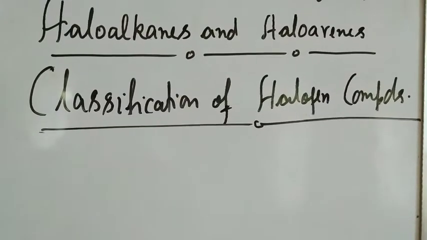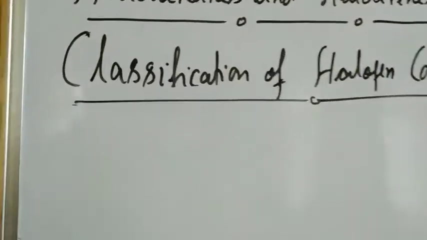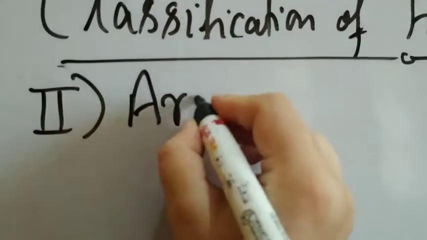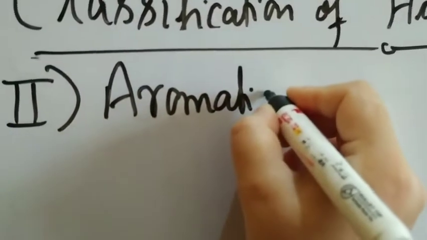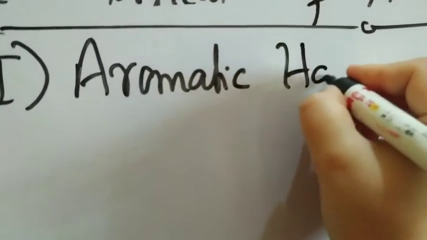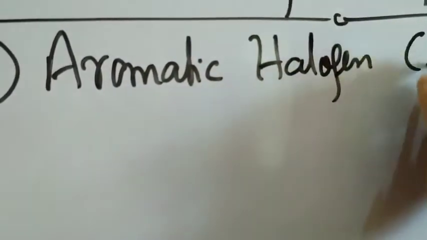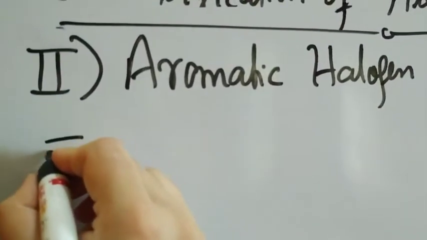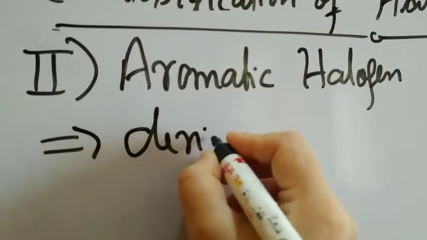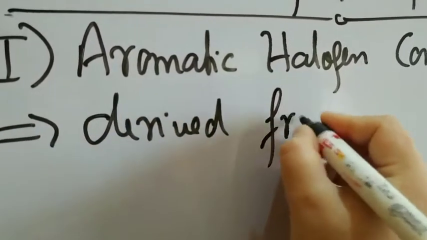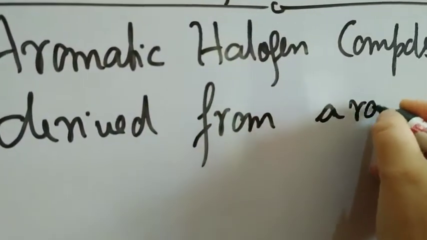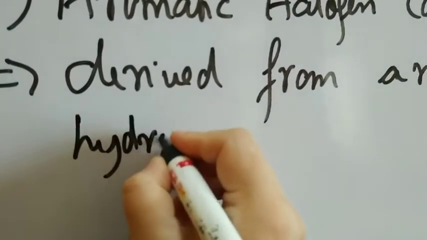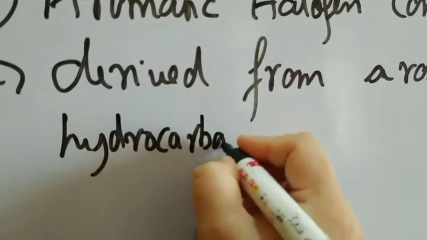Okay, continuing with the classification of halogen compounds, our second class of halogen compounds that we mentioned earlier is the aromatic halogen compounds, right? If you have to define these, these are the halogen compounds which are derived from aromatic hydrocarbons, right? Now there's a definition of the word aromatic also.